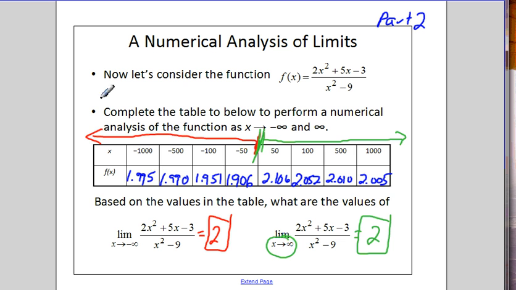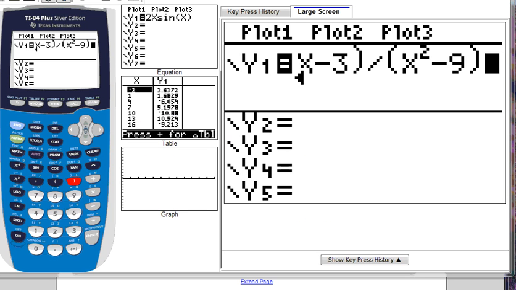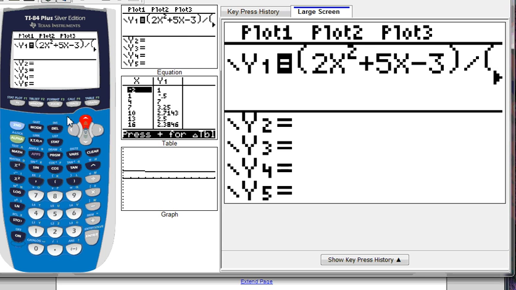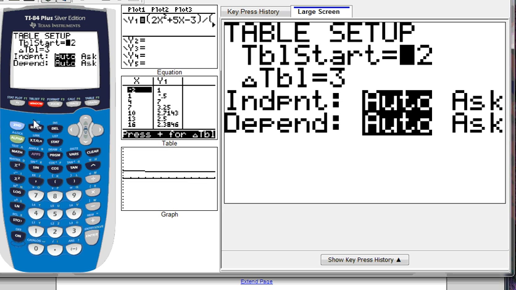Okay, so let me just show you on the calculator how we can get those values to come in. First thing we do is put in the function, and just make sure you put the numerator in parentheses, denominator in parentheses. Now, we're so used to doing table, and I see there's a negative 50, so I would normally go in, type in negative 50, and I know the next one's 100, so let's do this.